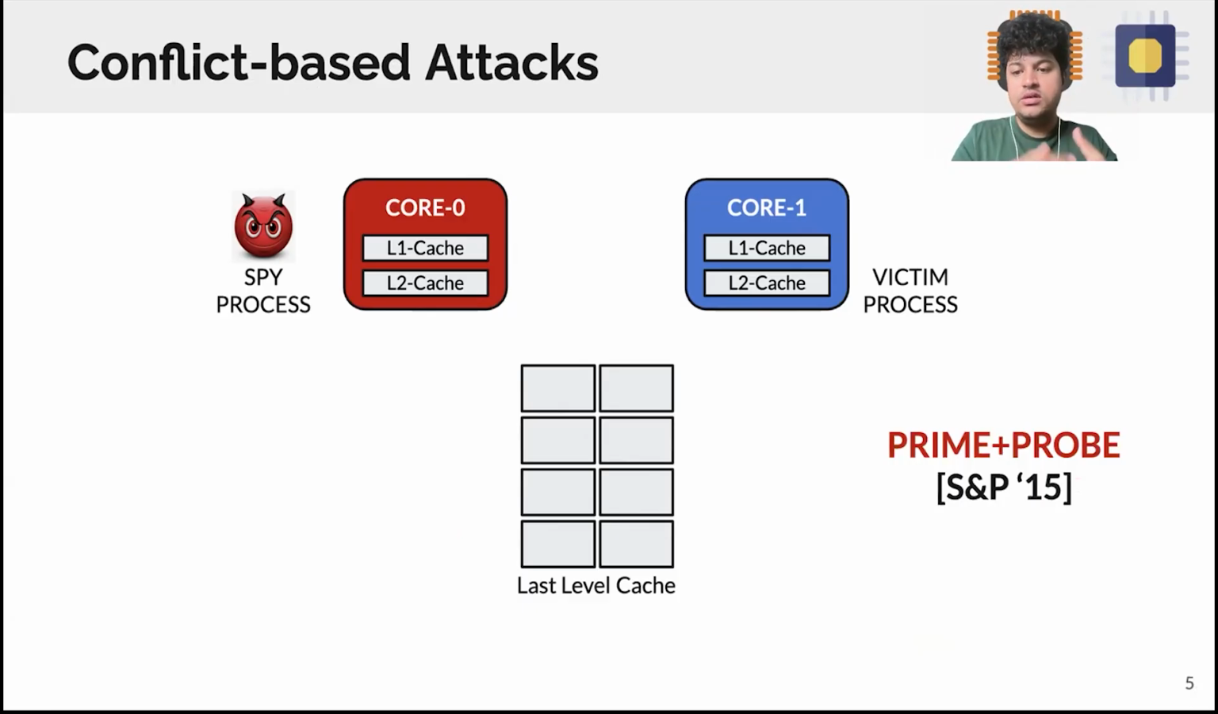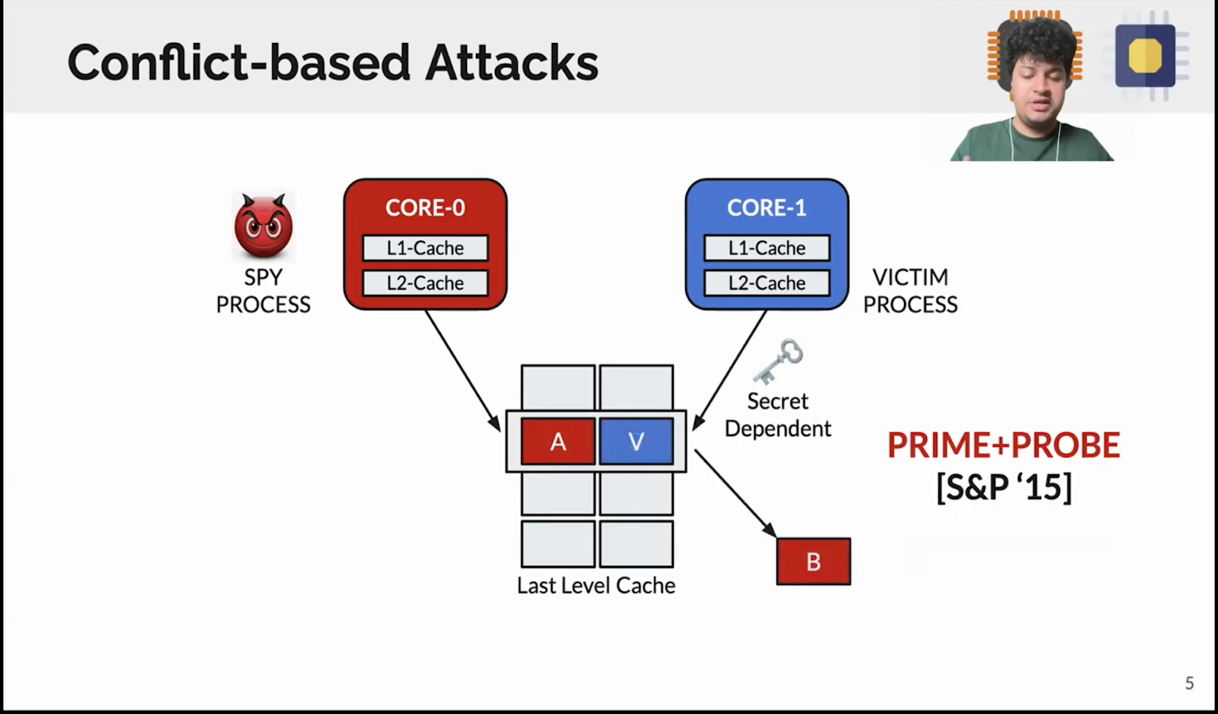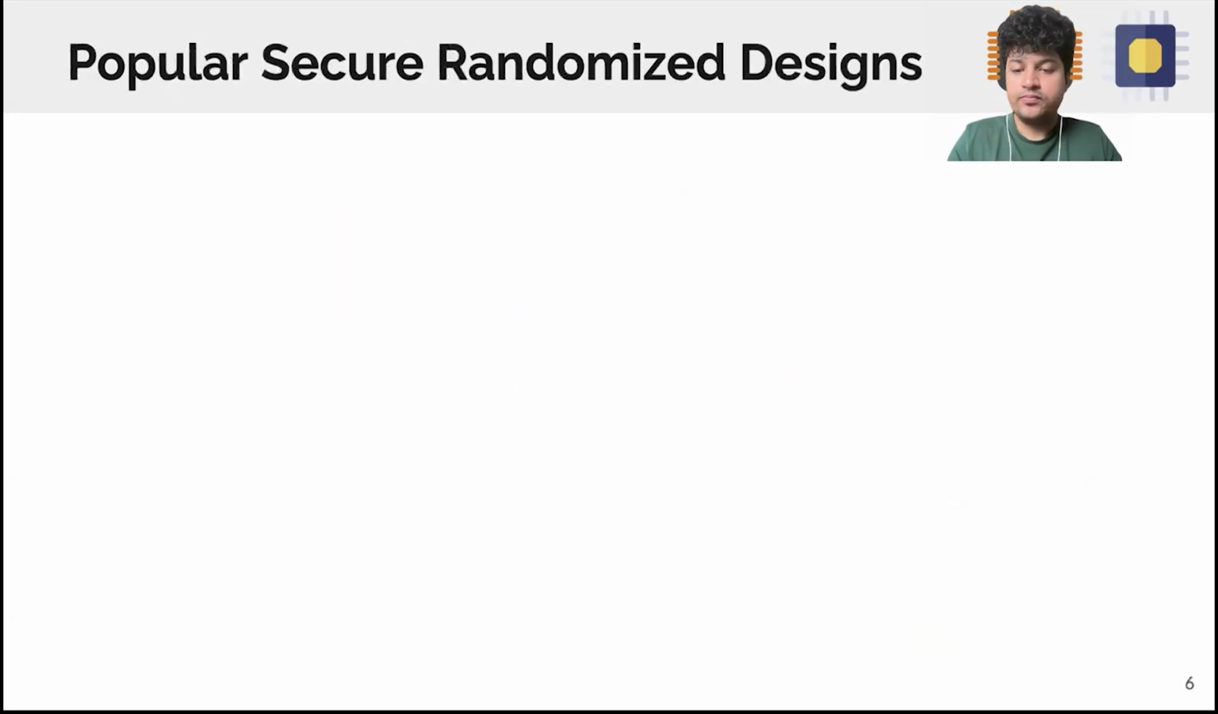Similarly, we have conflict-based attacks. The setup remains similar. This is from the prime plus probe attack. But in this case, the attacker will now use something called an eviction set. So herein A and B form an eviction set, which basically means that they can fully occupy one particular set in the cache. And the victim will now run its own secret dependent process. And let's say it accesses V, which evicts the entry B in the cache. And now when the spy tries to probe for its entries, it sees a miss for B, which basically is due to the high timing differences between a hit and a miss.